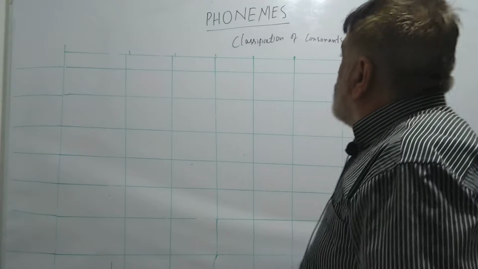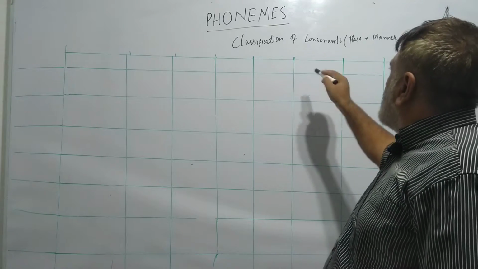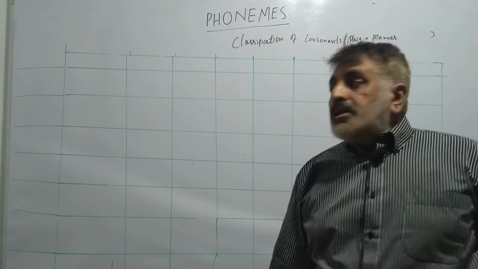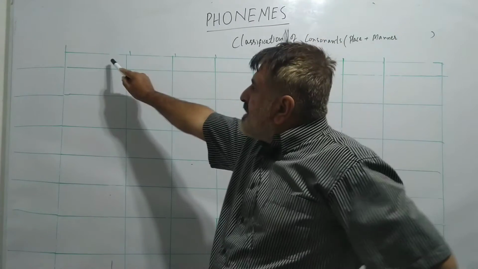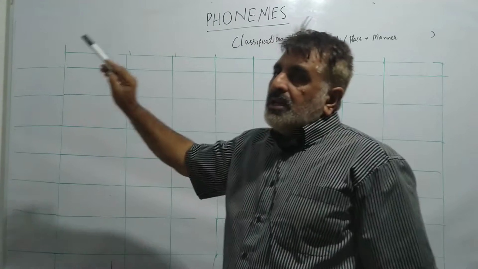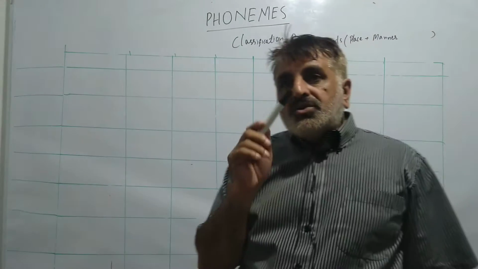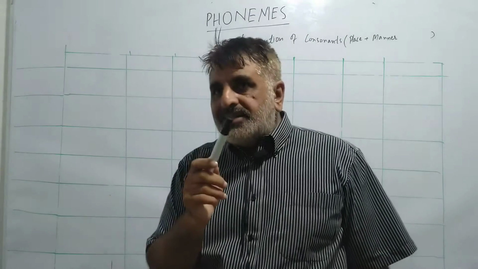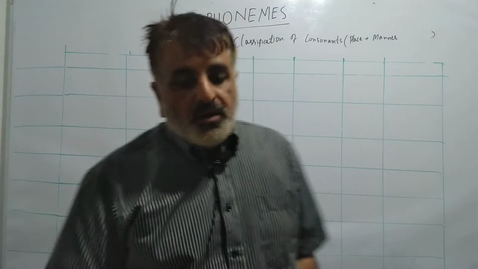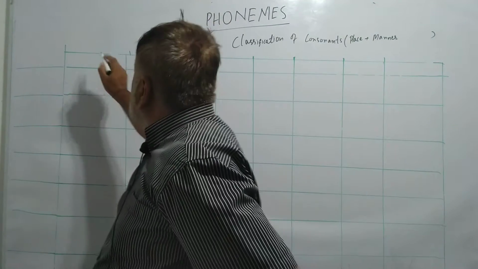So now we have a chart, and with the help of this chart, we will classify consonant sounds for place and for manner. We have 8 places of articulation and 6 manners of articulation. Suppose we can produce sound from 8 different speech organs. We involve these speech organs, so I should write first, place of articulation.